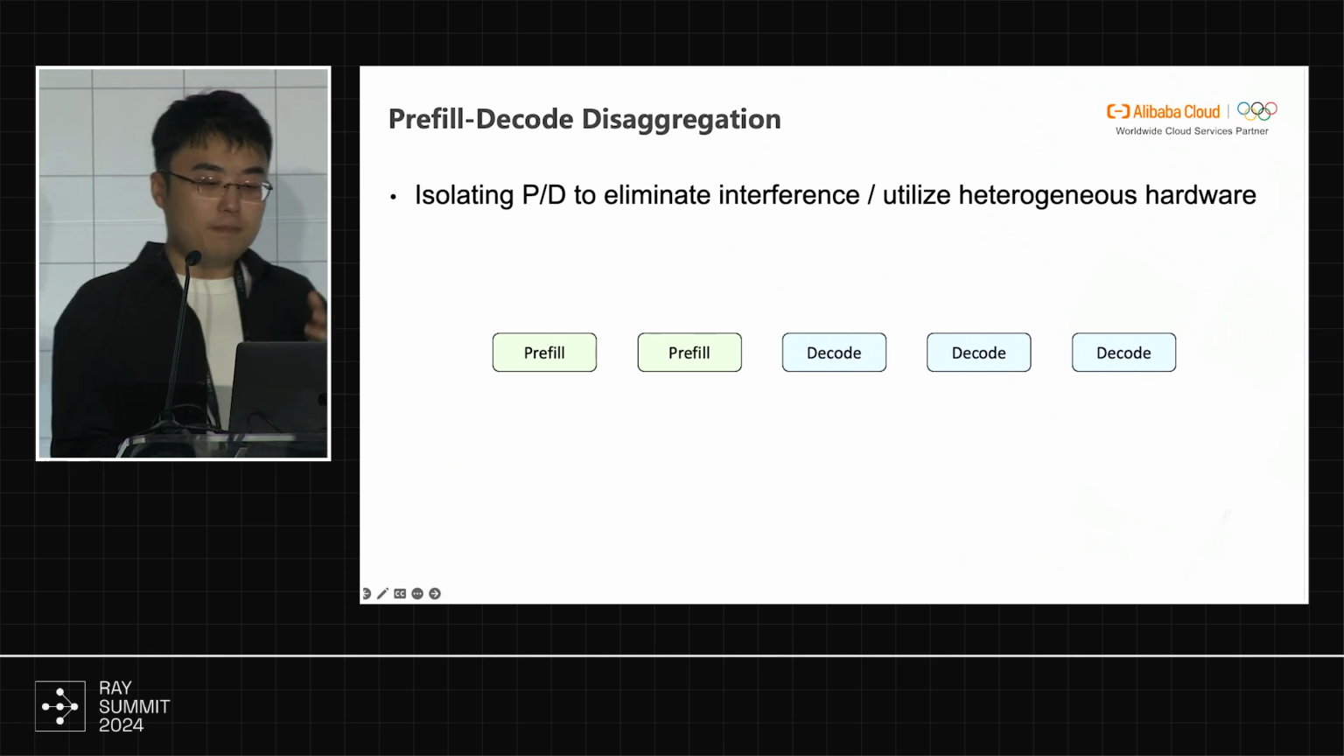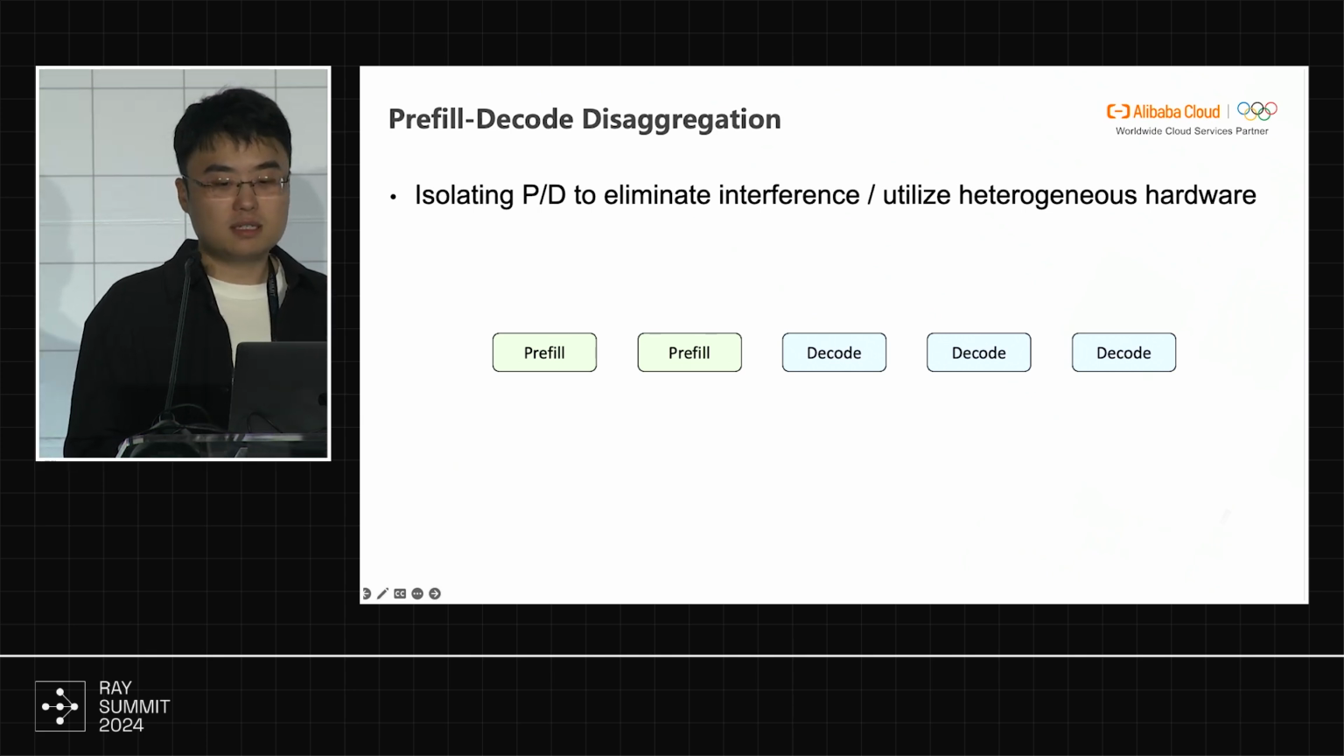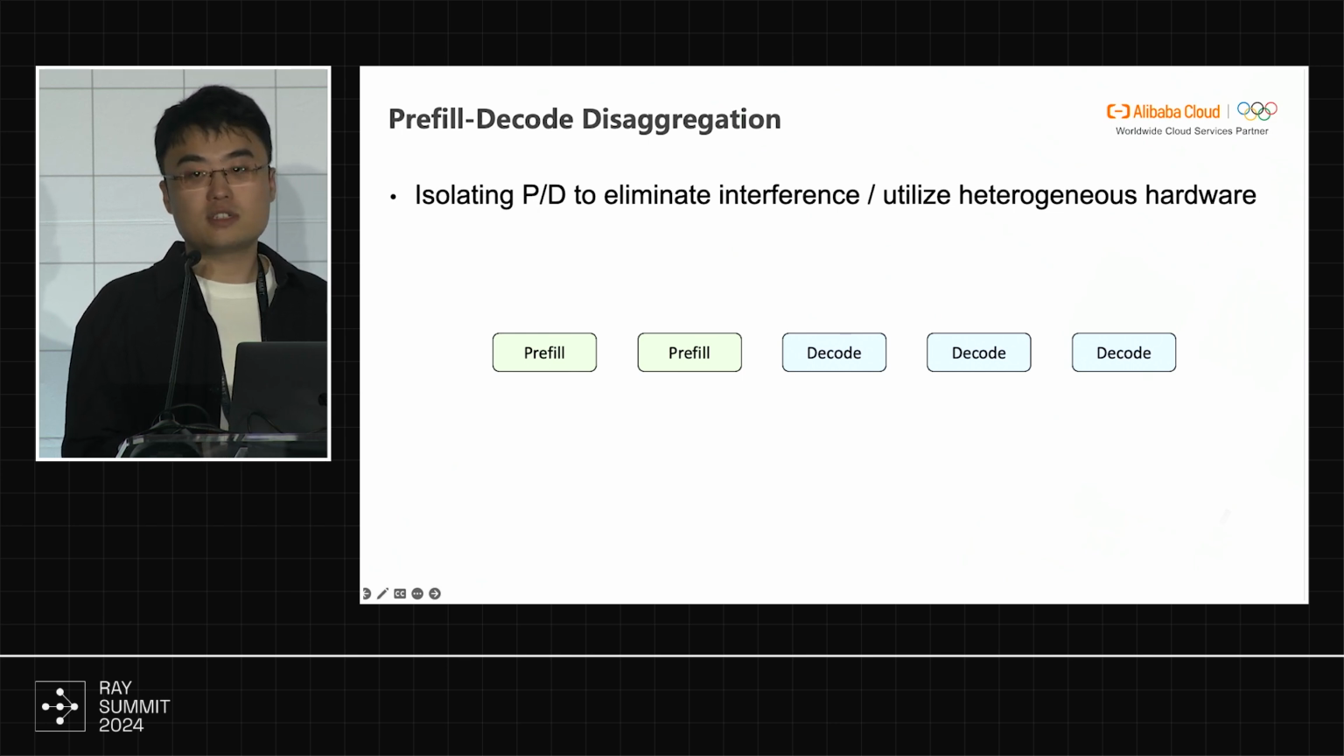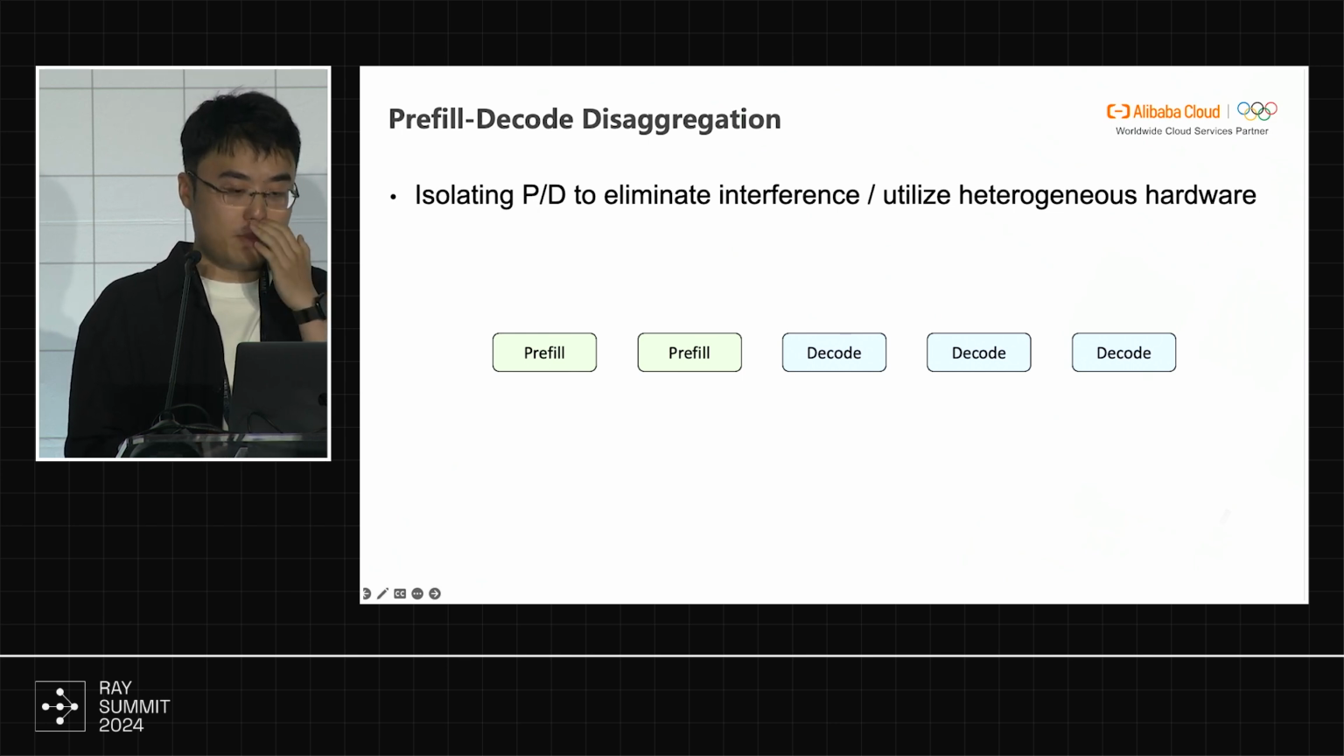Okay. One last topic I want to discuss is prefill decode disaggregation. I guess some of you might have already known this idea. Actually, many people are working on it. Basically, PD disaggregation is to run prefill and decode computation on separate instances, so you will have prefill instances and decode instances. This is mainly to eliminate potential interference between the two stages and also to utilize heterogeneous hardware, because the two stages have different resource requirements.